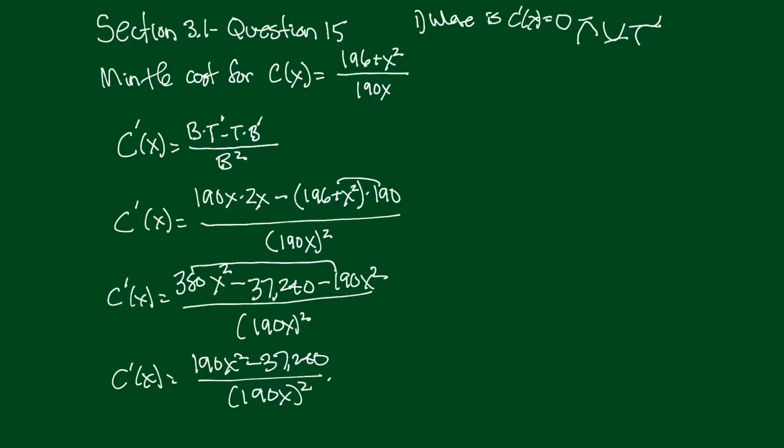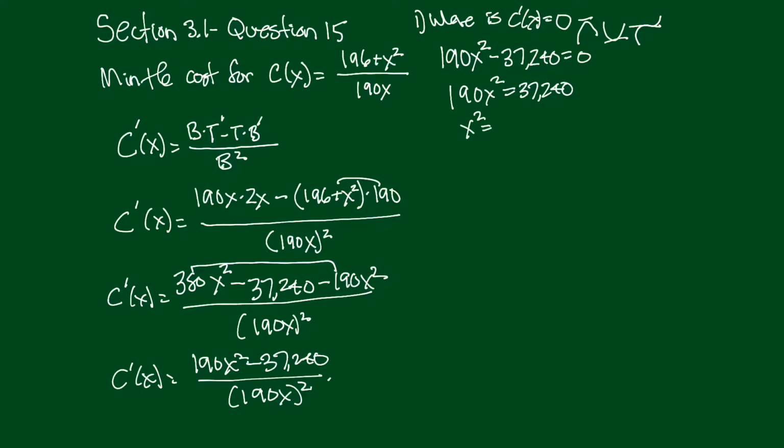Now, I'm going to come down here and look at this. This is a fraction. Fractions will only be 0 if the top is 0. The only way a fraction can be 0 is for the top to be 0. So I'm going to set that equal to 0. So it's going to be 190x squared minus 37,240 equals 0.